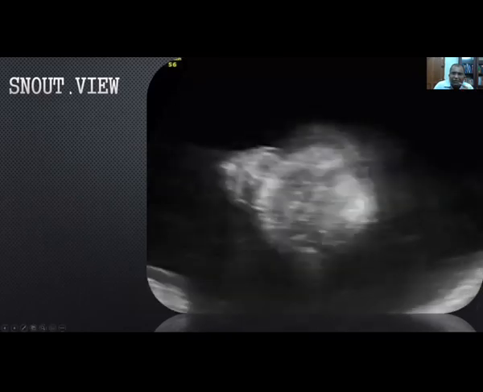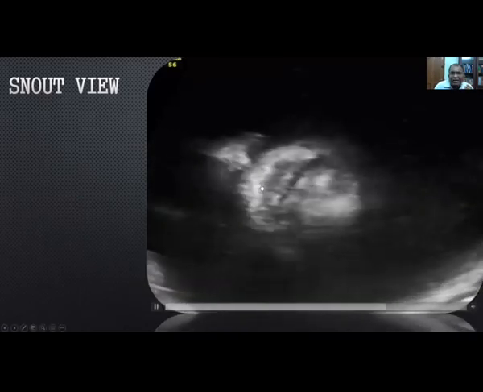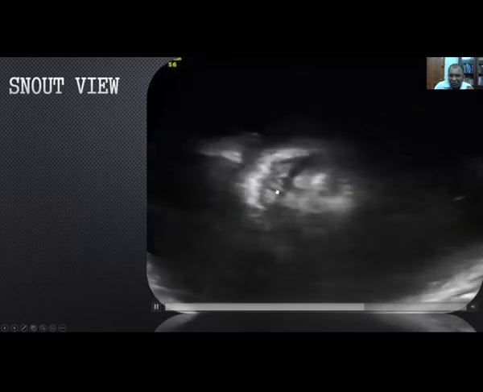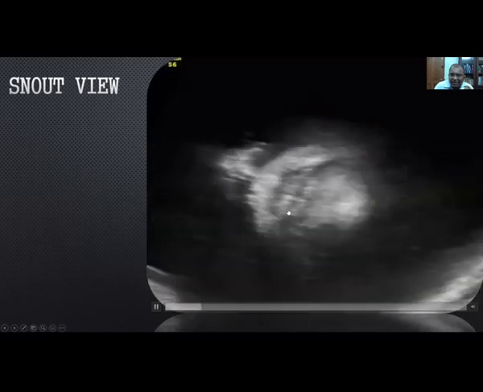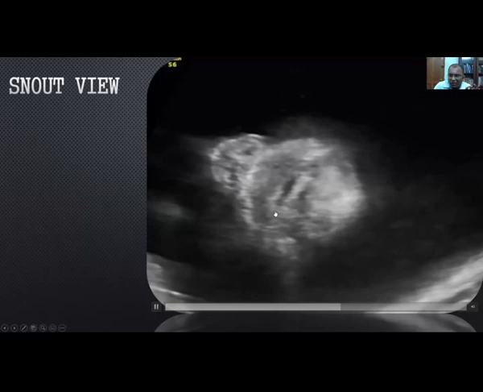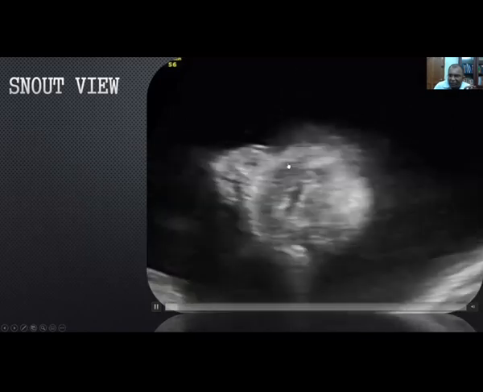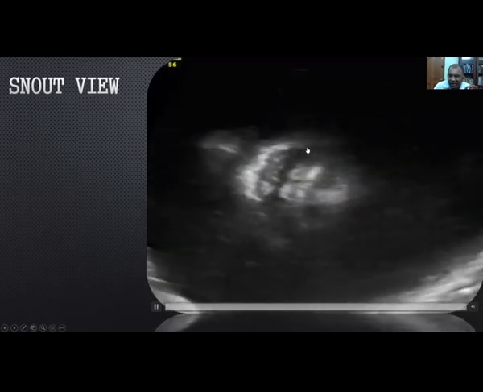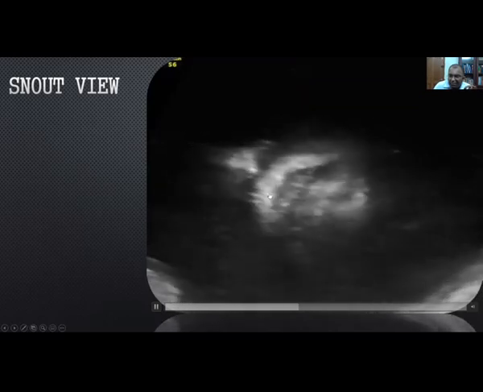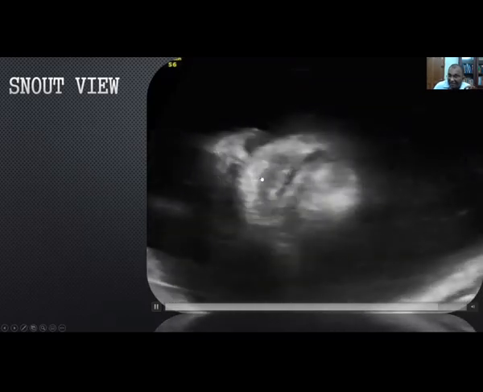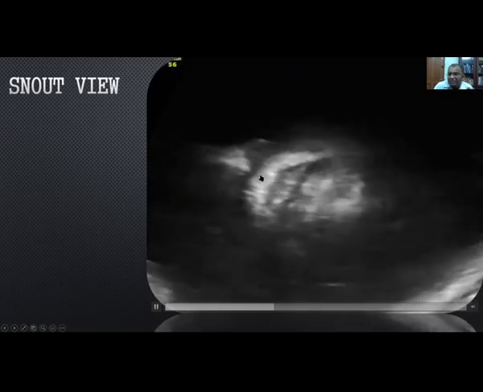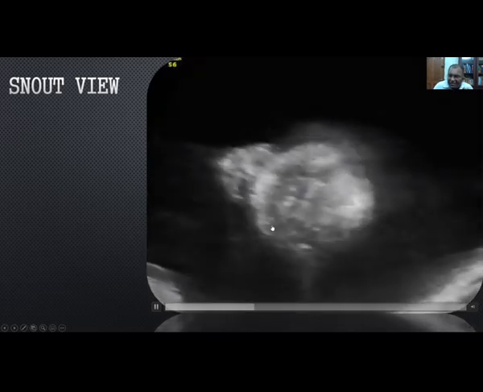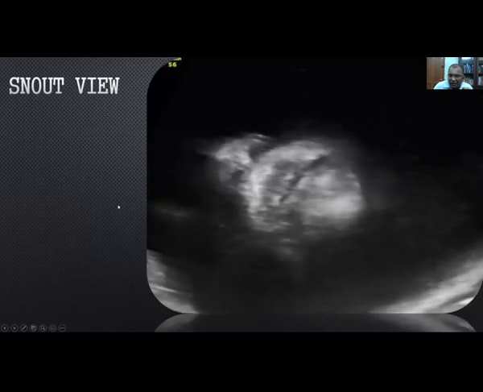So we start usually with a snout view or an angled anterior coronal view of the face and lips, the nose, lips, and the chin. What we need to look for in the snout view is the skin mucosal line of the upper lip, the integrity of the skin mucosal line of the upper lip, because sometimes a prominent philtrum can mimic a cleft and may play a trick on us. So we need to really look at the skin mucosal line.